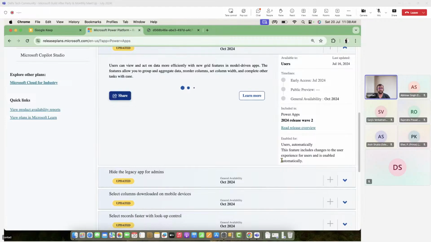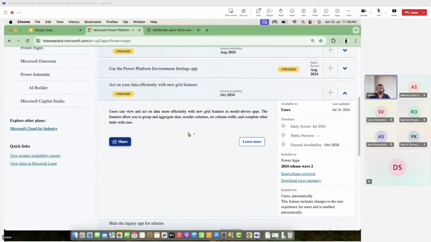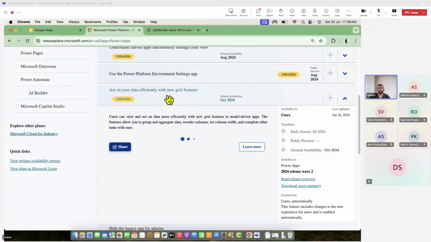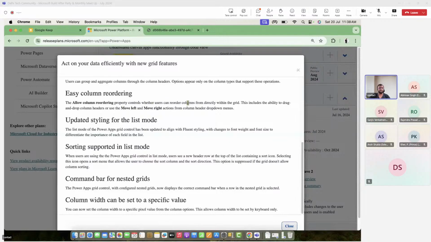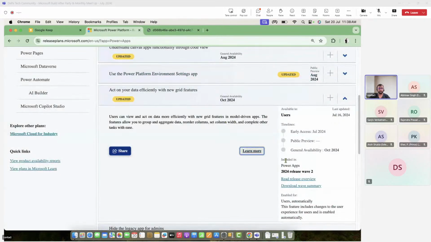Then we have another update related to some more grid features, which are available to show your data efficiently in your model driven application. They have done many enhancements in the model driven UI to manage proper table reordering or styling of the list mode, supporting sorting in the list mode itself, a command bar for the nested grids, and a column with a weight to specify the value if any column is not showing properly.